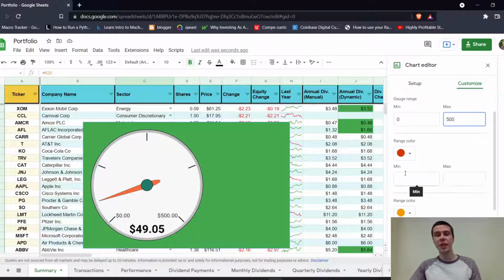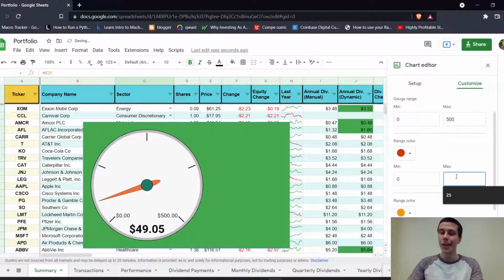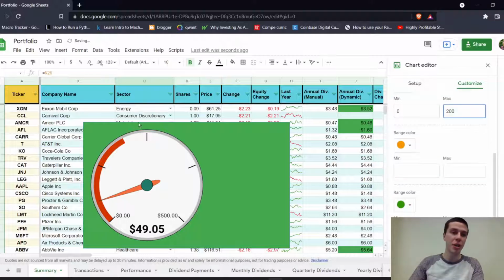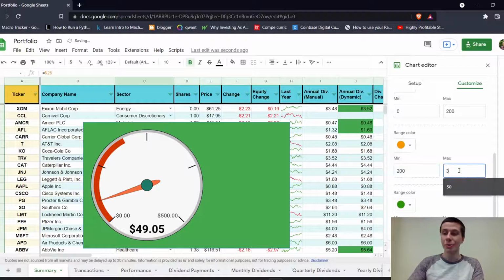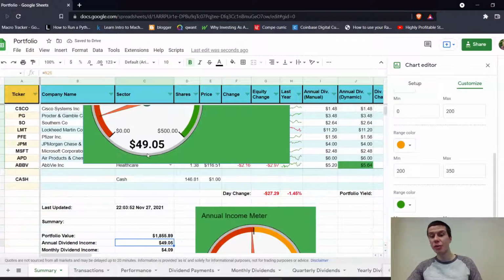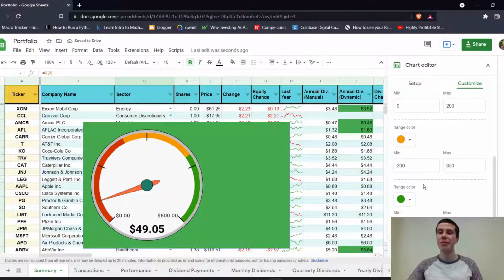And then we can give individual sub-ranges different colors. So we can say 0 to maybe 200 would be red. It'll color that portion red, and then 200 to, I don't know, 350 would be orange, and then the rest, 350 to 500, would be green. That's just something you can do to give some visual indications on your graph, which I think is kind of cool.